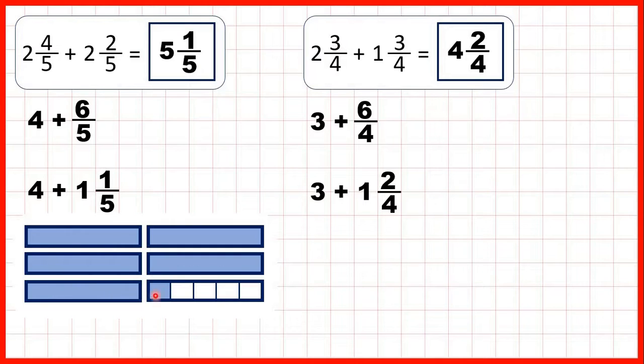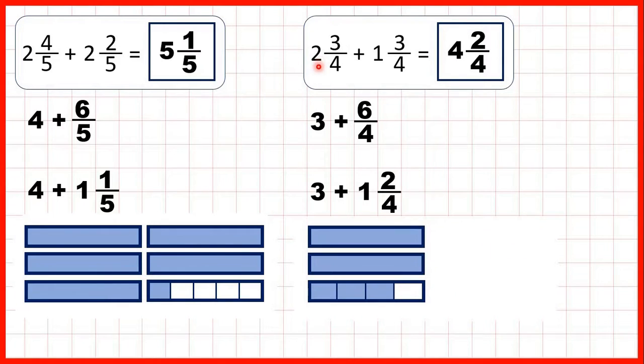When you add 1 and 1/5 to the 4 wholes that we got from adding the whole numbers in our question, that gives us our answer 5 and 1/5, and you can see that on our fraction bars we now have 5 wholes and 1/5.